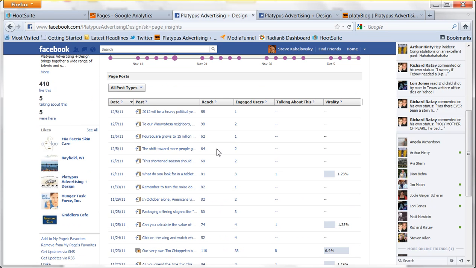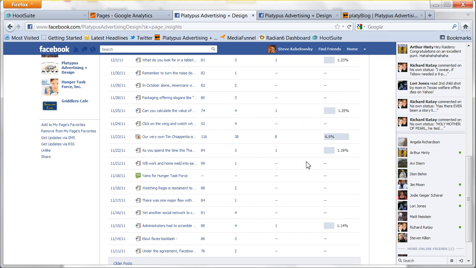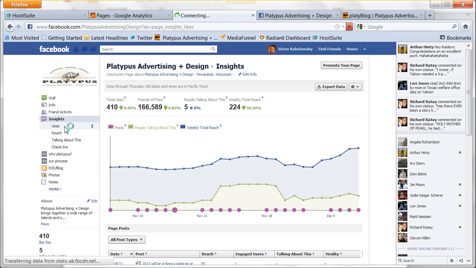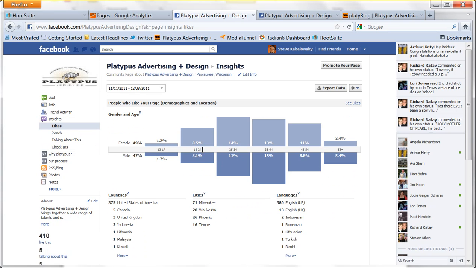We can take a look at each post and how many engaged users and people talking about it. We can do a further breakdown of the likes. It's a way to engage.